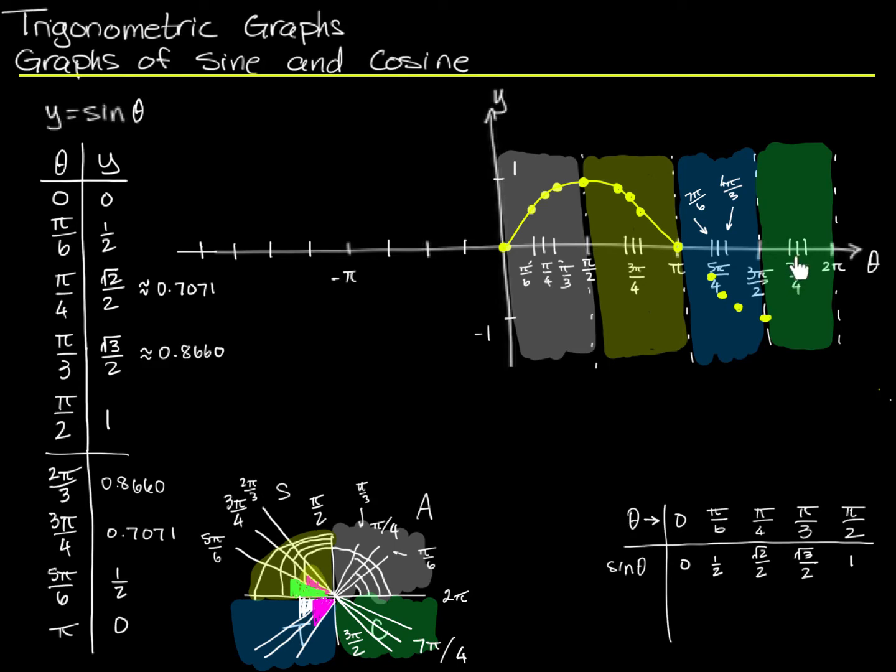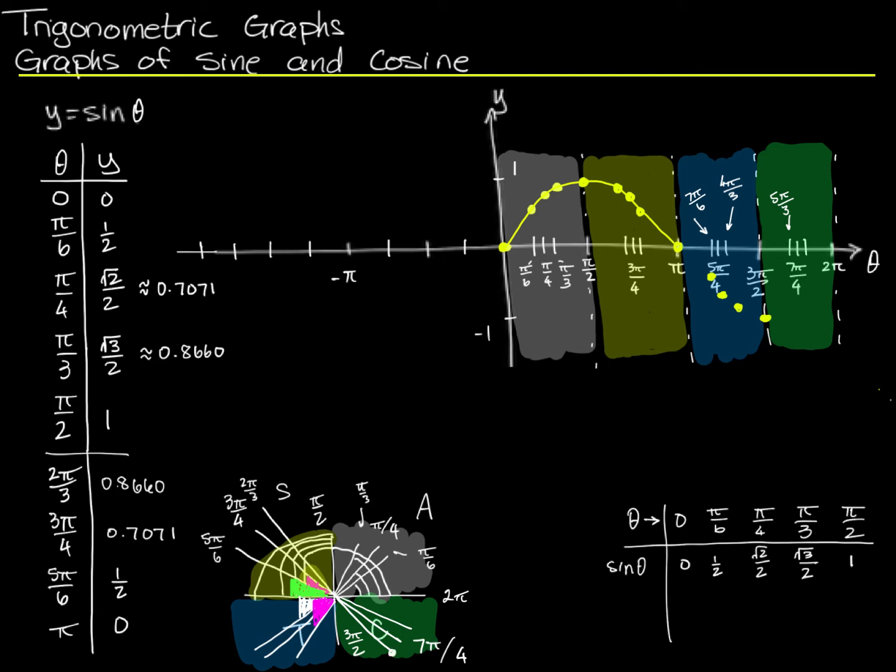I've already got it labeled. If I think in terms of pi over 6's, I get 6 pi over 6, 7 pi over 6, 8 pi over 6, 9 pi over 6, which is 3 pi over 2, 10 pi over 6, which is 5 pi over 3. So this one is going to be 5 pi over 3, and that corresponds to this angle right here.